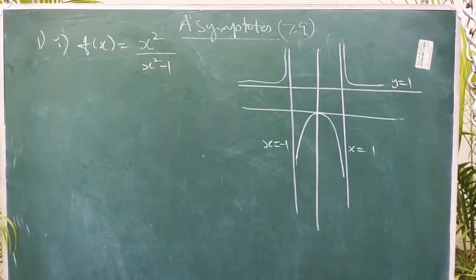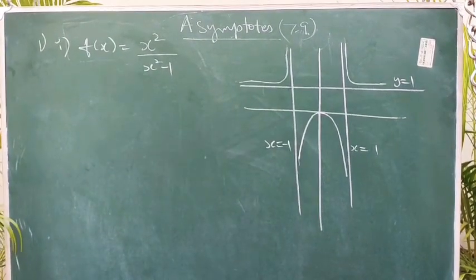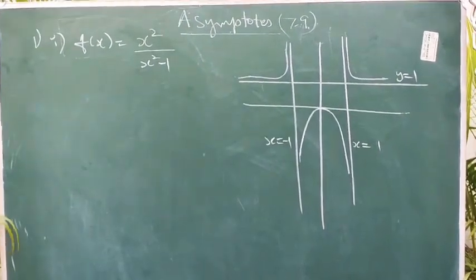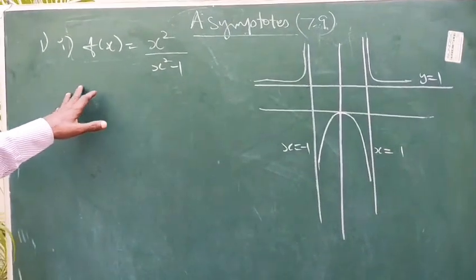Welcome my dear students. Today the 7th chapter, the last topic. Okay. We are going to discuss the asymptotes. What are the possible asymptotes for the given curve?